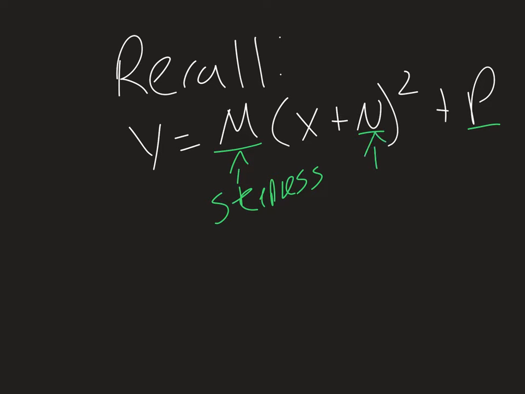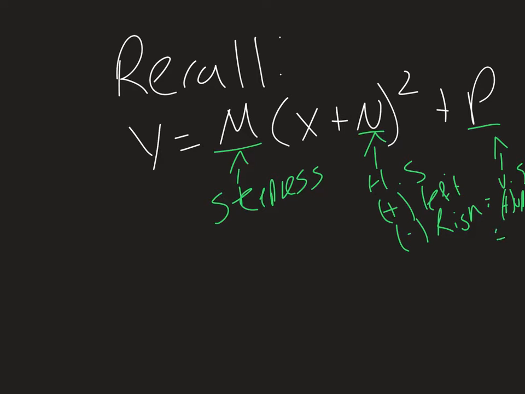M dictates your steepness. N is your horizontal shift, and remember that's counterintuitive, it's backwards from what you would think. Positive is going to move it left, negative is going to move it right. And P is your vertical shift, and this one behaves exactly like you think it would. Positive is going to move it up, and negative is going to move it down.